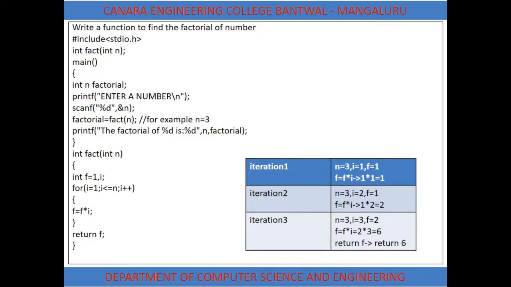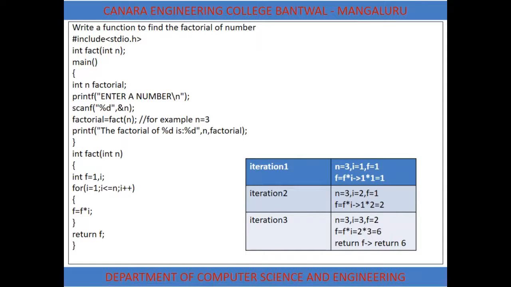Now again I will be incremented by 1. That is iteration 3. So now I becomes 3. So 3 is less than or equal to 3. Condition is true. So for loop condition is true. So the control will come inside the for loop. Now f equal to f into I. That is 2 into 3 is equal to 6, which will be stored in f, and then I is incremented by 1. Now the I value becomes 4. So 4 is less than or equal to 3. Condition is false. So control will come outside the for loop.